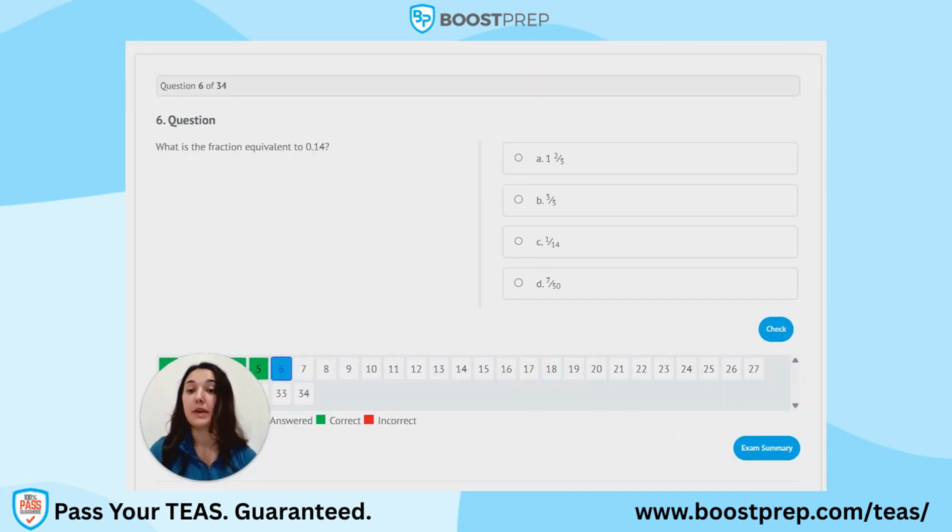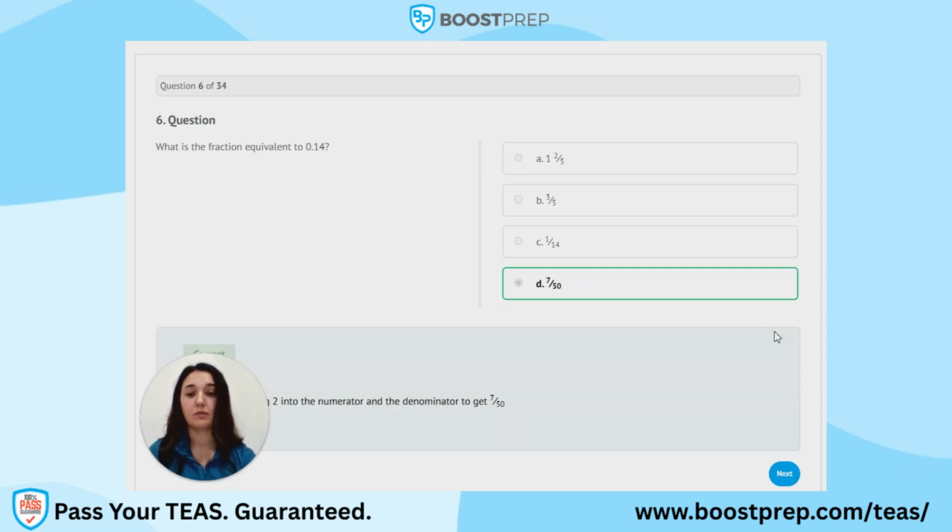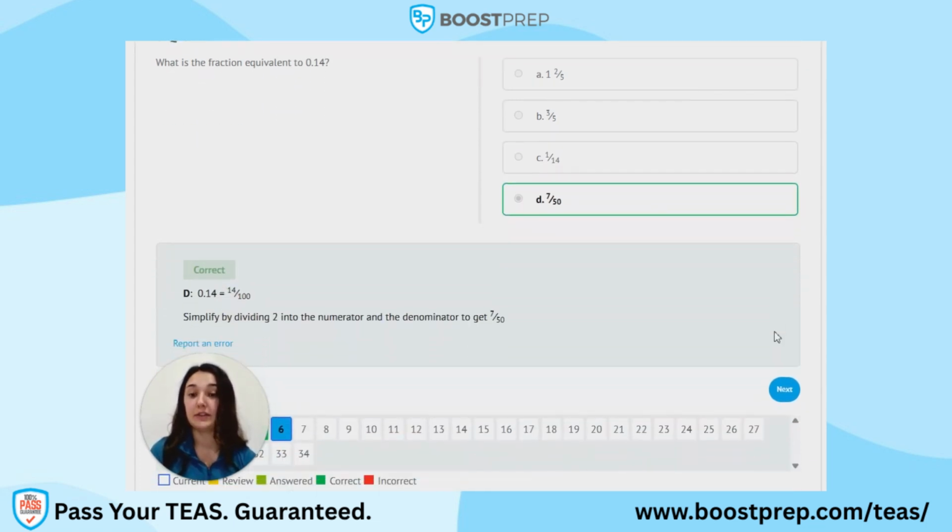Question 6. What is the fraction equivalent to 0.14? A, 1 2/5, B, 3/5, C, 1/14, D, 7/50. Correct answer is D, 7/50.